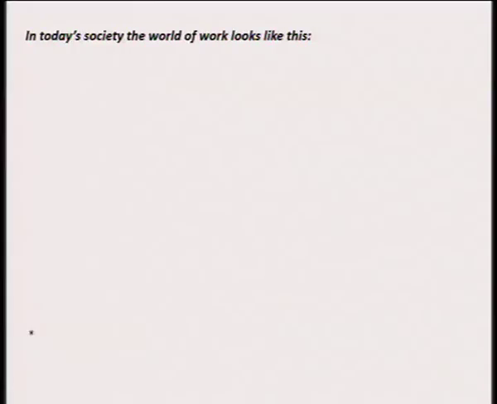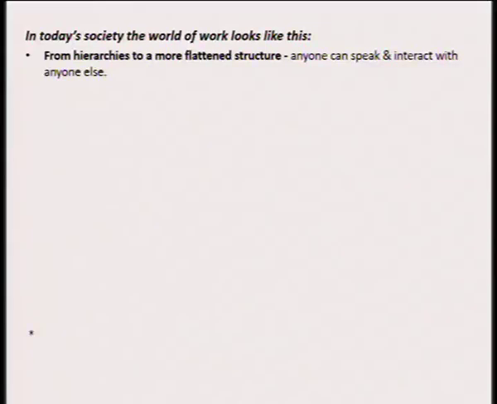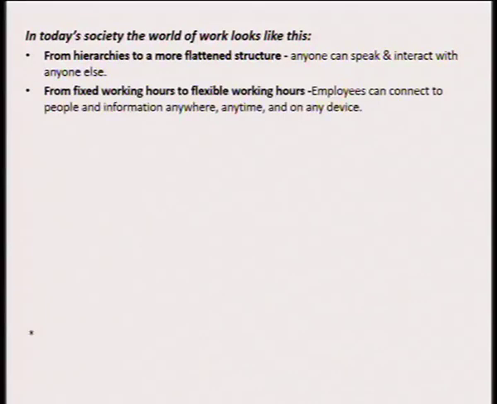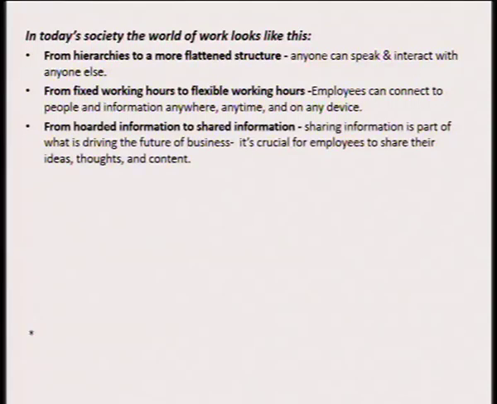Let us look at what the world of work looks like in today's society. First of all, it has changed from hierarchies to a more flattened structure. This means now anyone can speak and interact with anybody else. It has moved away from fixed working hours to flexible working hours. Employees can now connect to people and information at any place, at any time, from any device possible.